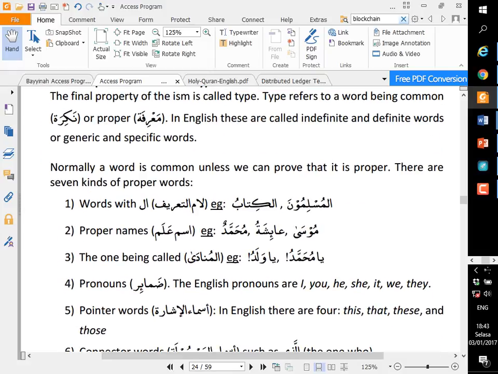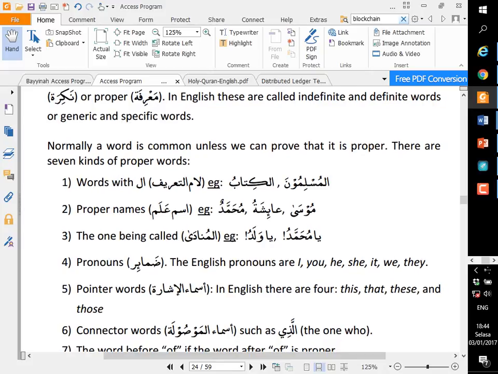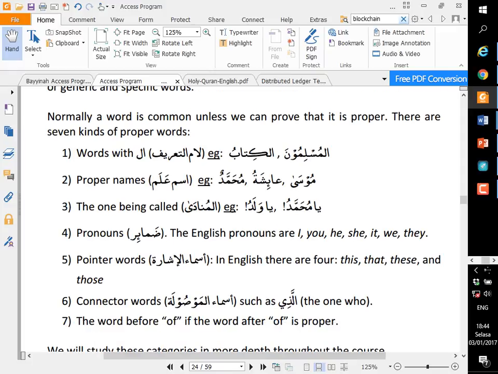How? The first one is with alif lam, like the difference between book and the book, kitab and al kitab. With alif lam, it will become proper. Proper names like your name are all proper. The one being called, usually the Arabs use ya, ya Farid, something like that. Ya walad, oh son.